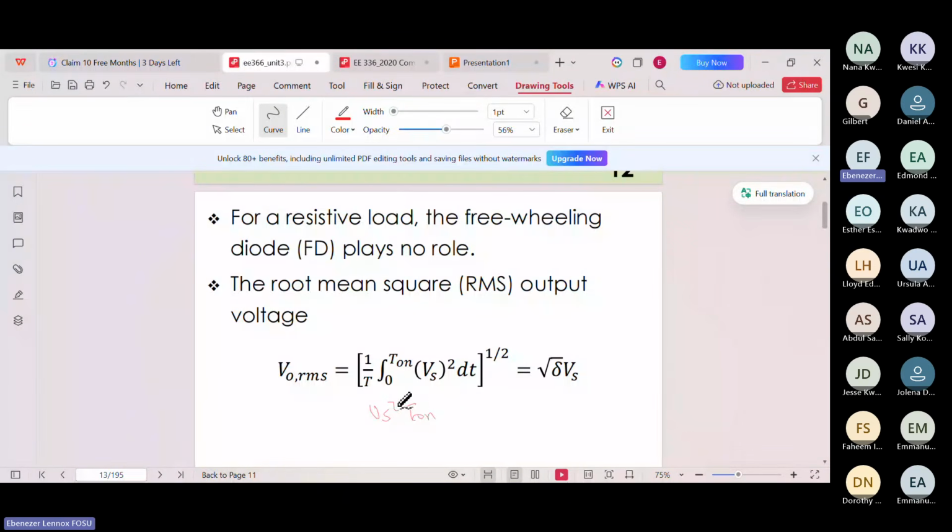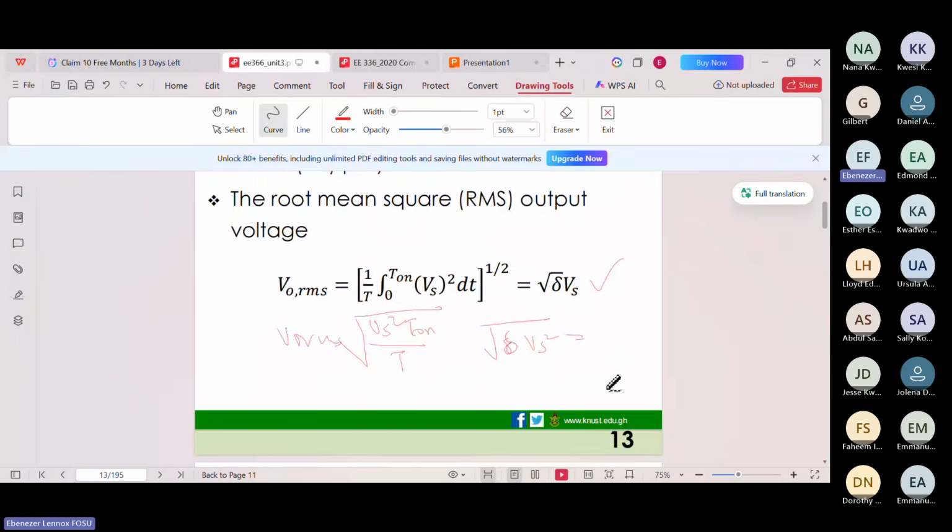This is the square area. We divide it by the period, then take the square root of this value. This gives us V naught RMS. T on over T is the duty cycle, so you're going to have the duty cycle multiplied by V S squared. When you simplify this, you should get this expression. That is the RMS. You can bring a simple question on this and ask you to do the calculation.